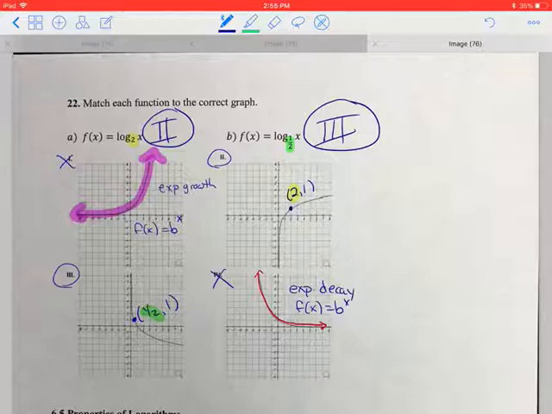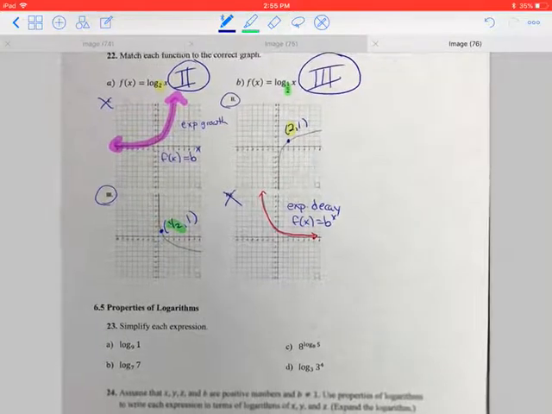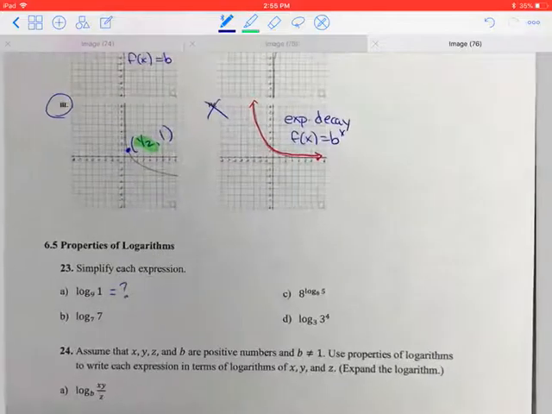All right, so 23 is just going over some of your basic log properties before we get into the rules of logs. So remember, when we're identifying these, you want to go to exponent form. Now it's not set equal to anything. You can set it equal to x. You can set it equal to a question mark if you want.